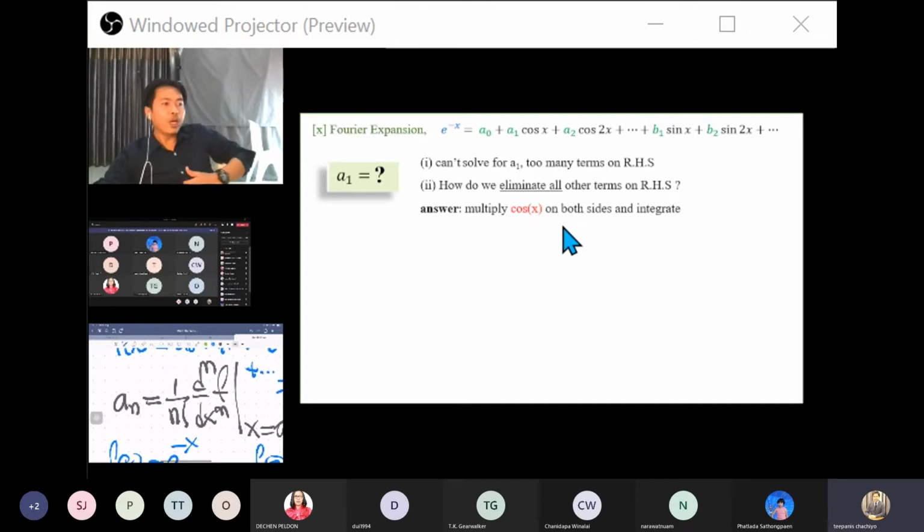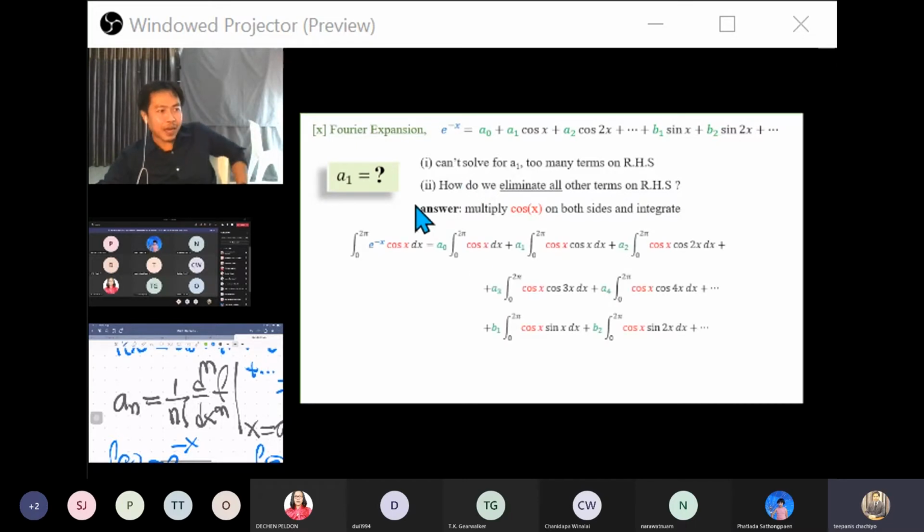Well, what you can do is multiply cosine x on both sides of the equation and integrate. Why is that? Let's do that here. I multiply this red cosine x to the left-hand side and all the terms on the right-hand side, cosine x, and cosine x, and so forth. And then you integrate from 0 to 2 pi.